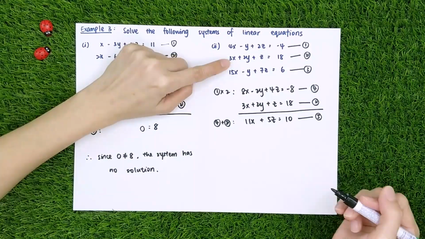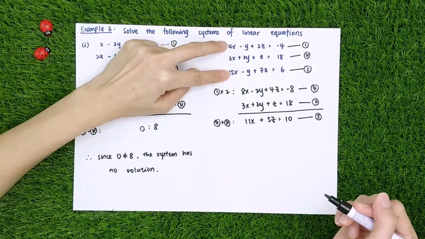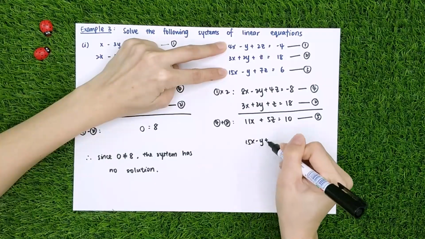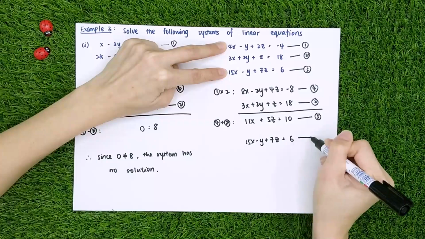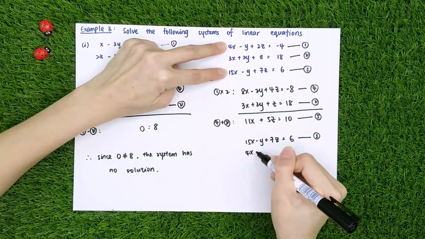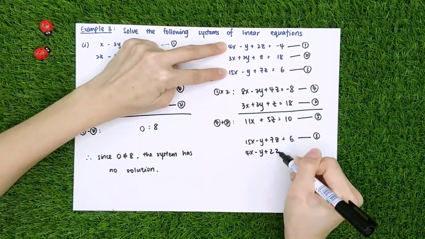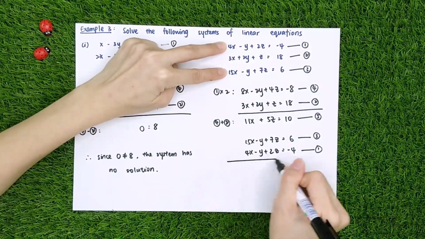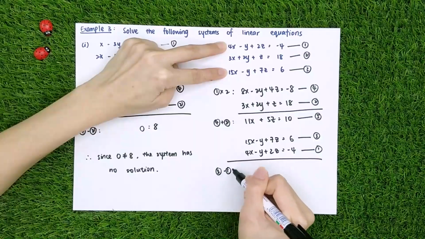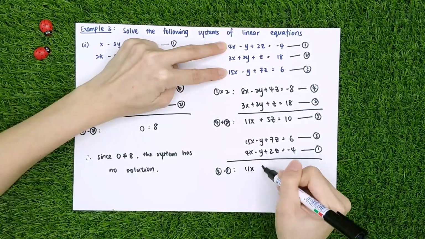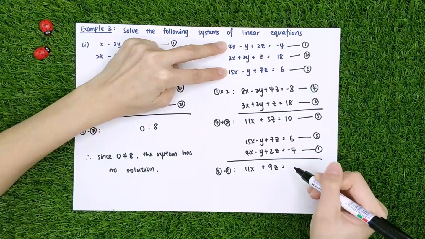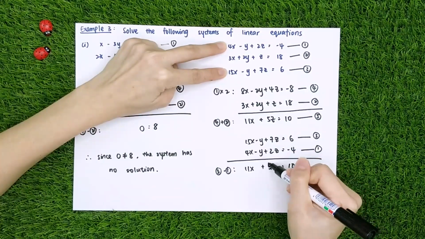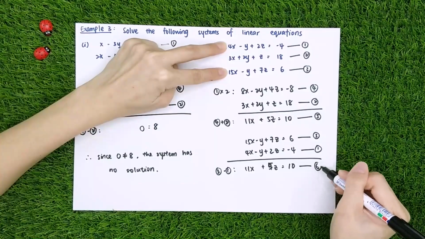Now I want to move down my equation 3 and equation 1 to eliminate my variable y. 15x minus y plus 7z equals 6. This is equation 3. 4x minus y plus 2z equals minus 4. This is my equation 1. So I will use my equation 3 minus equation 1. I will get 11x plus 5z equals 10. I'm sorry, 7 minus 2 is 5. Okay, so this is my equation 6.